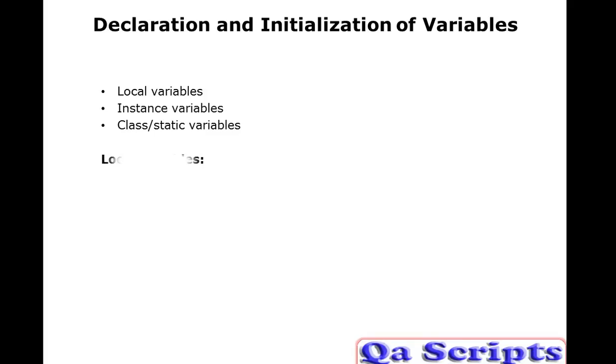What are local variables? Local variables are declared inside the method, inside the constructor, or inside the blocks. Don't worry about constructor at this time. I have explained in detail about constructor in other videos. If you want, you can watch those videos and come back, or you can just understand a constructor is another method having the same name as the class. Okay, so local variables are variables declared inside a method or inside a constructor or inside a block.